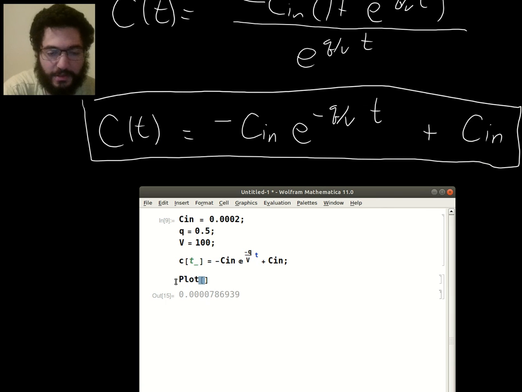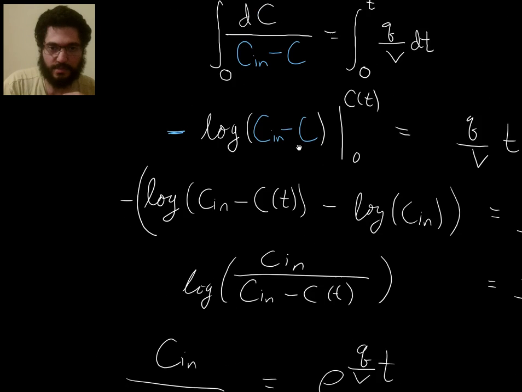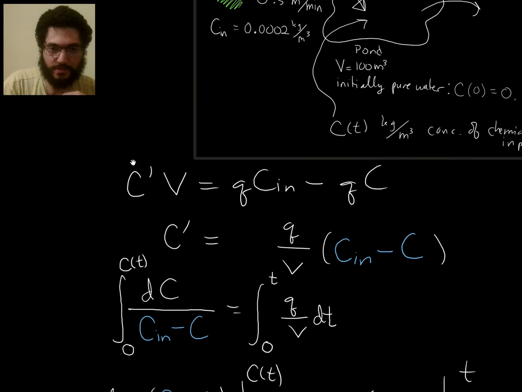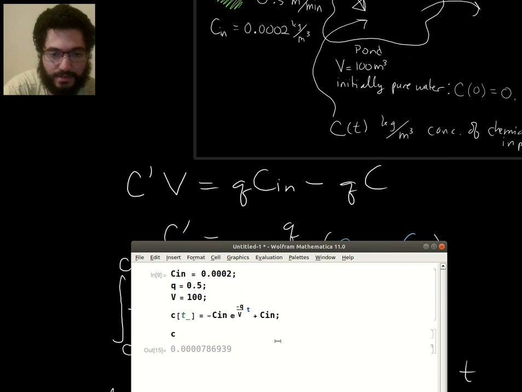And finally, the actually interesting part. Well, no, before we do that, let's verify that it satisfies the differential equation. This is a really good way to check your work. This was the differential equation, right? C prime V equals this stuff. So let's check. C prime of t times V is whatever that number is. That's the left-hand side of this differential equation, and then the right-hand side is Q Cn minus Q C of t.